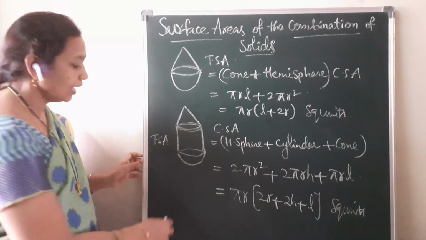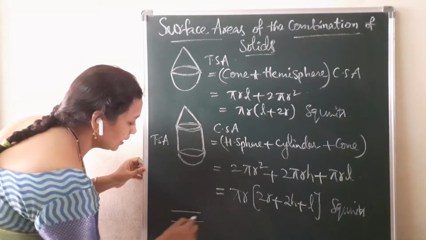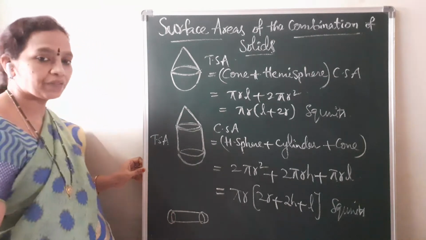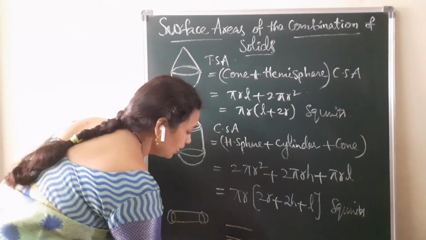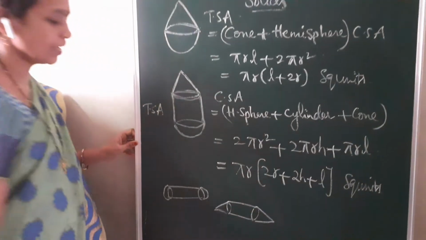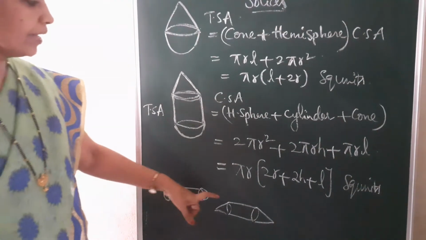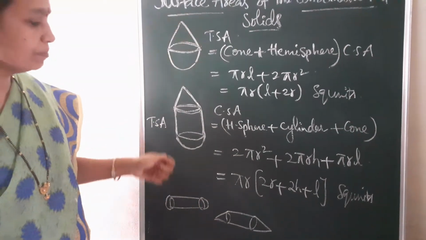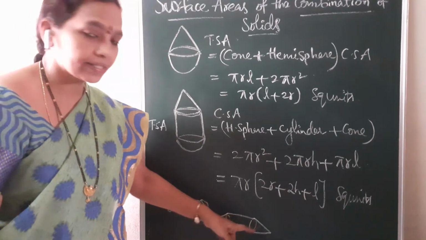Like that, a capsule is there. For a cylinder, hemispheres may be attached on two sides. This is also one of the possibilities. Likewise, a cylinder may be combined with cones on two sides, which is also a possibility. So accordingly we have to find the total surface areas by using curved surface areas.